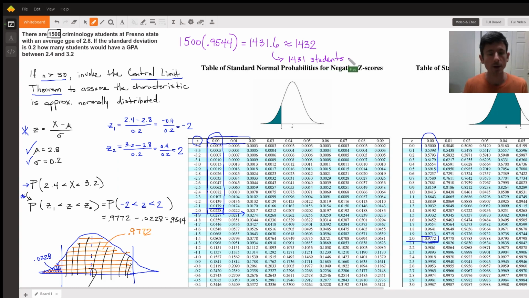So there we have using the normal distribution to address a question about how many students would fall within a particular range, given that that GPA measure has the characteristics of a normally distributed variable.